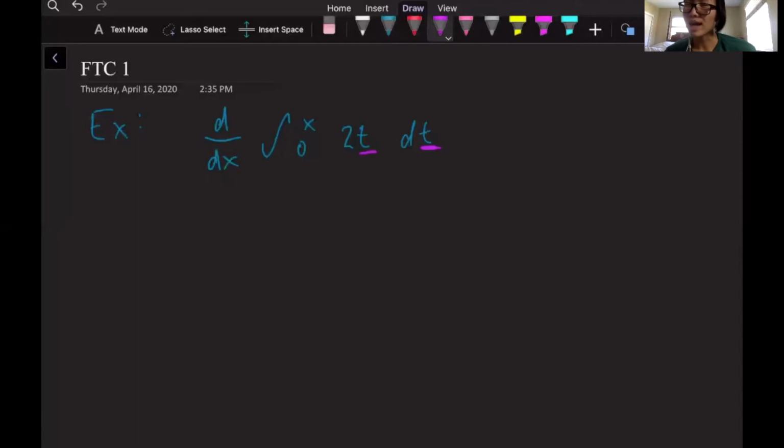But notice how I can't actually just cancel things, because this is a dx. So I would have to take the derivative with respect to x, but what's inside of this integral right here is in terms of t. So that doesn't make any sense. Thankfully though, what this integral is telling me is I can substitute an x in, by taking this integral.